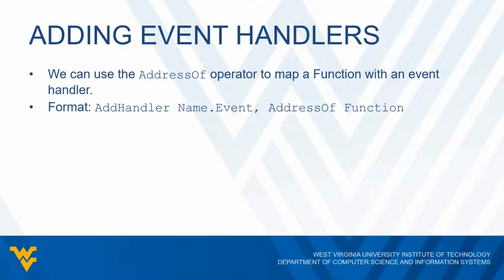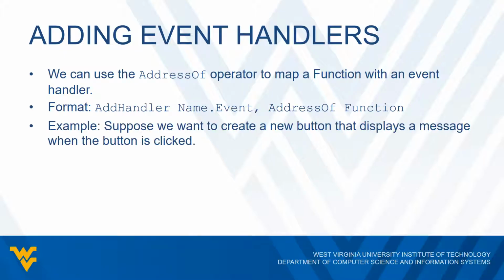So the format of this is pretty straightforward. We would have the keyword add handler, and then we would have the name of our tool, dot, and then whatever event we're dealing with. And then we'd have a comma, and then we would include address of, and then the name of the function that we want to map this with. So let me give you an example here.